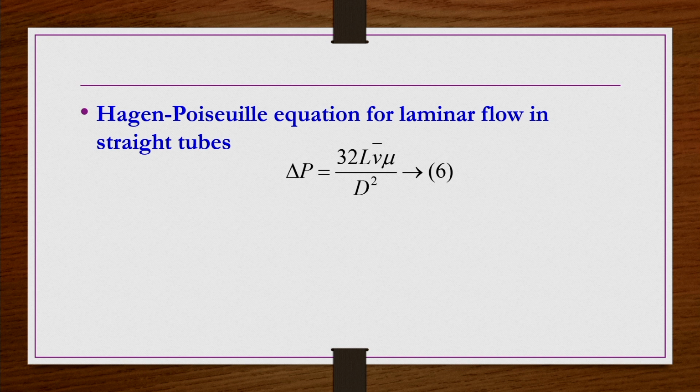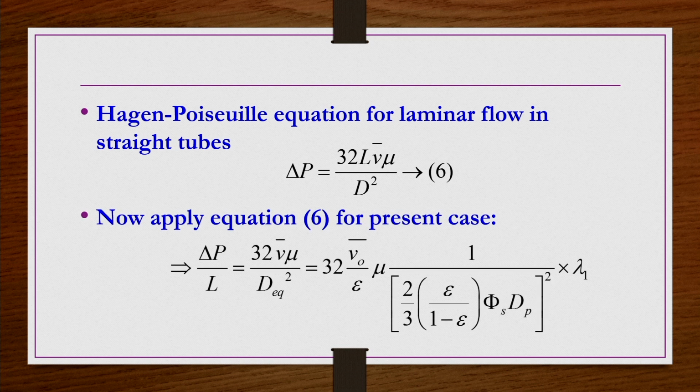So, then what do we do here? We substitute V bar equal to V naught bar by epsilon, D we replace by D equivalent, and simplify. So, when we do it, delta P by L is equal to 32 V bar mu by D equivalent squared. 32 V bar is nothing but V naught bar by epsilon times mu, and then 1 by D equivalent is 2 by 3 times epsilon by 1 minus epsilon times pi s dP, whole squared, and this is multiplied by a factor lambda 1. Why is it so?